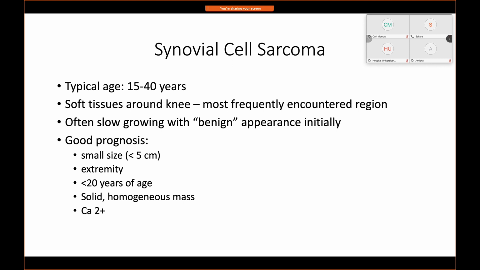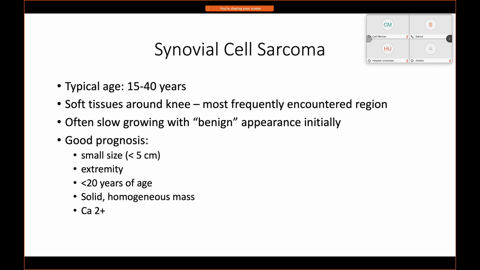The younger they are, the better they tend to do. And if it's a solid homogeneous mass versus areas of necrosis or very heterogeneous, that is a good prognosis. And if there is calcification, that has a slightly better prognosis than if there are no calcifications. We didn't really have plain films on this kid to look if there were or not. But this is a good case of synovial sarcoma, and again, a reminder that just because it's small and, quote unquote, initially innocuous looking, that it's not malignant.